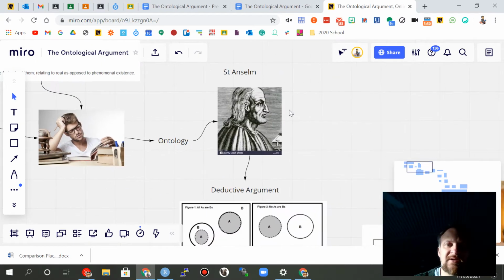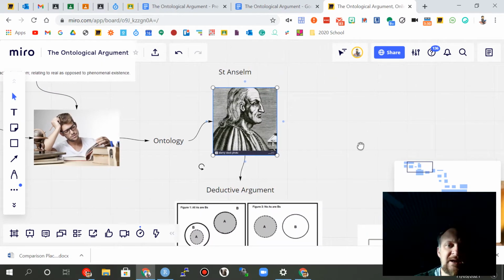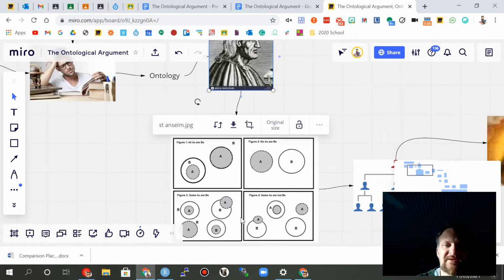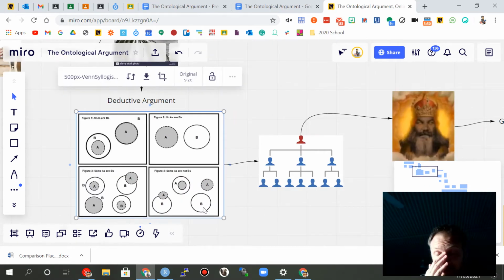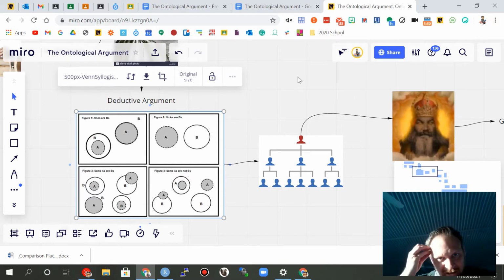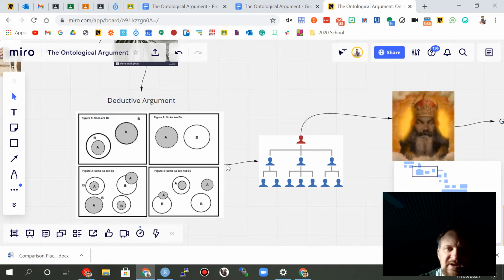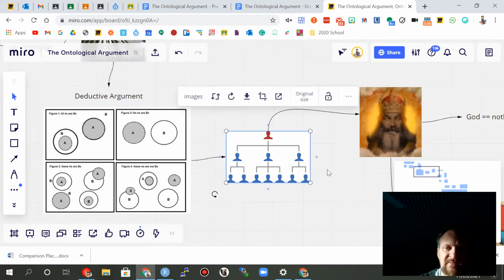Now, this man here, St. Anselm, wanted to develop a deductive argument that explores the ontology of what God is. Take a note. He wanted to explore the ontology of what God is. That means what God is outside of our subjective mind's idea of what God is, by exploring this notion of hierarchy. All right? Take a note.